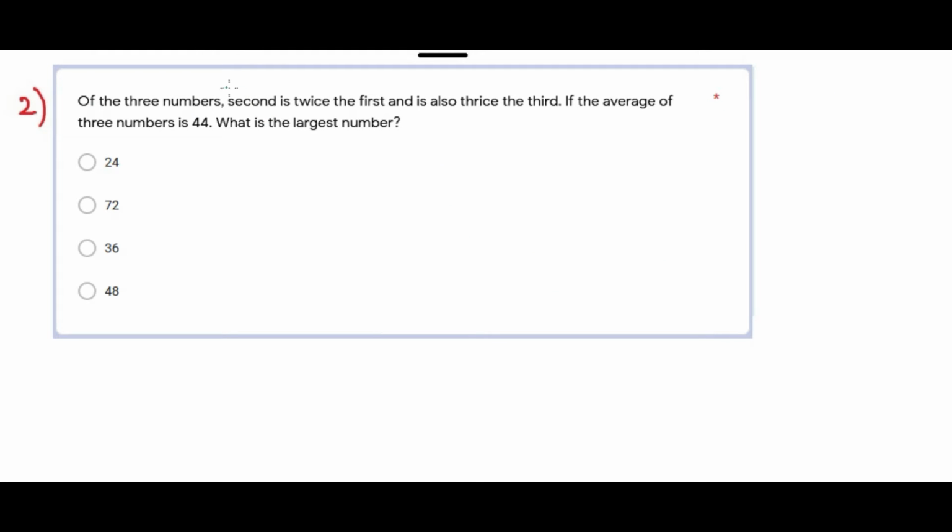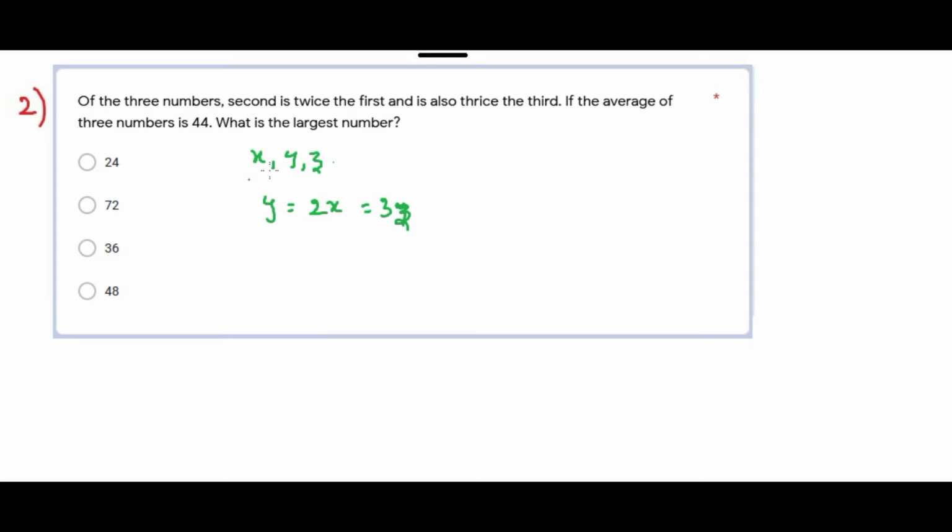This is the second question. Of the three numbers, the second is twice the first. Let me take the three numbers as x, y, z. The second is twice the first, so y is equal to 2x, and it is also thrice the third, which is also equal to 3 times the third, z. If the average of the three numbers is 44, what is the largest number? Very simple question.